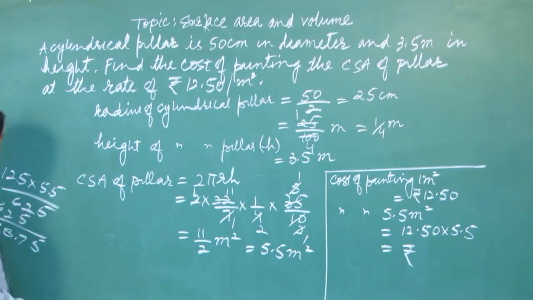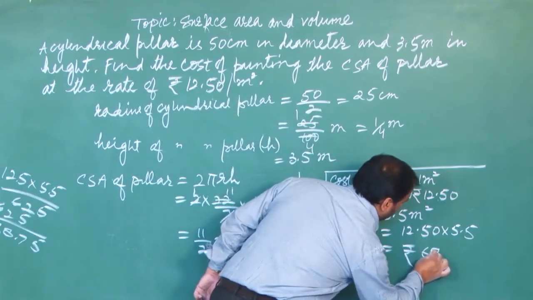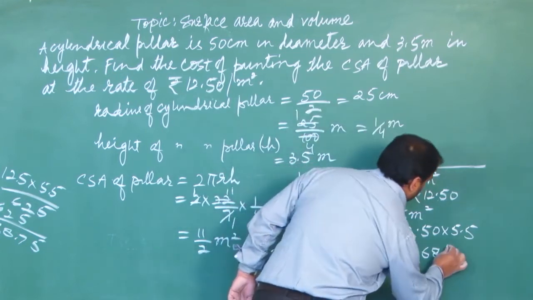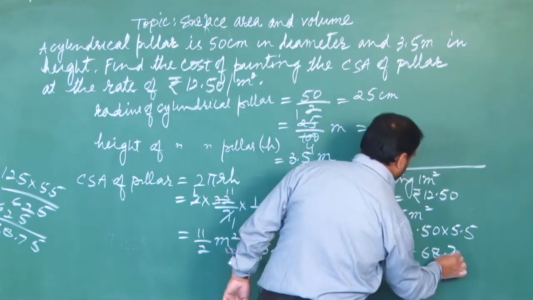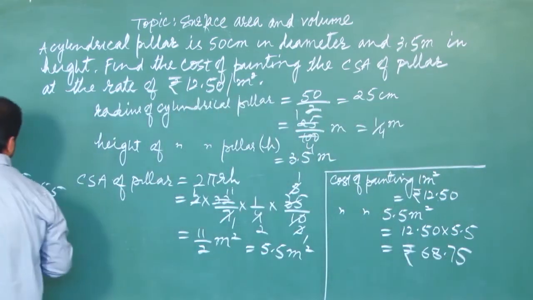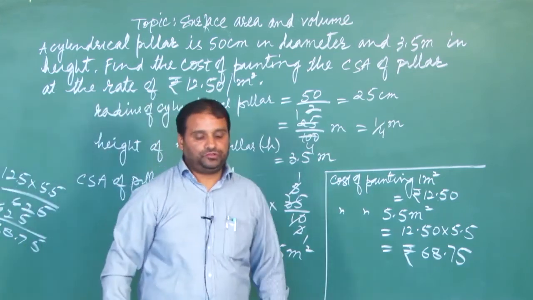After 2 digits, we place the decimal. It is 68.75. Fine. So, this is the cost of painting that pillar.